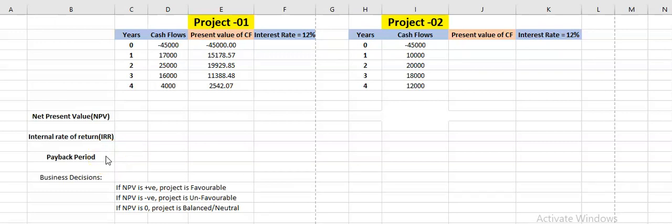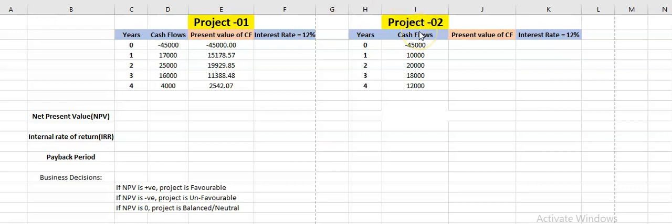For instance, we have three projects, project 1, project 2 and project 3, and the interest rate is 12% which the bank is giving to us. If project 1 is giving a return of less than 12%, it means the bank is giving a reasonably higher return than project 1, so we should invest in the bank. If project 2 is also giving a return lower than 12%, again the bank is giving us the higher rate of return, so we should invest our money in the bank.